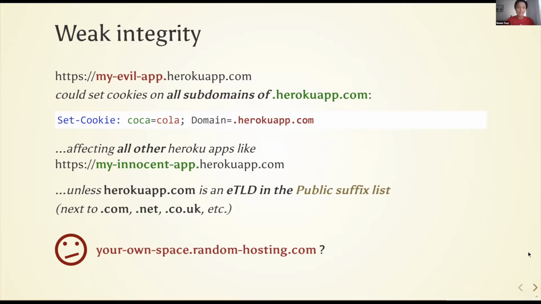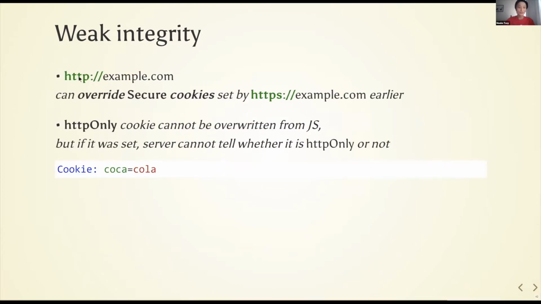As an icing on the cake, insecure, unencrypted HTTP pages can override secure cookies that were set by HTTPS pages earlier. So secure cookies are actually secure in a very narrow and specific way. So you should keep that in mind. HTTP-only cookies, luckily, cannot be overridden from JavaScript. But again, if you set a cookie in JavaScript, then the server wouldn't be able to tell if it's HTTP-only or not, because it only gets the name and the value.